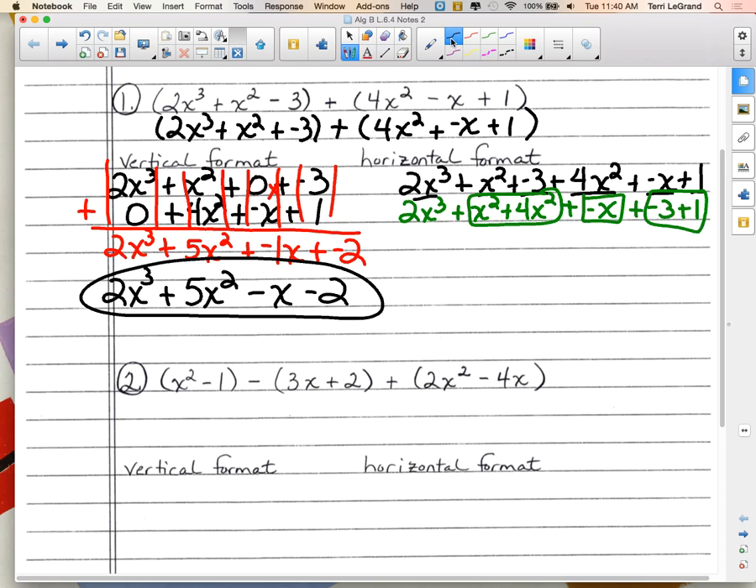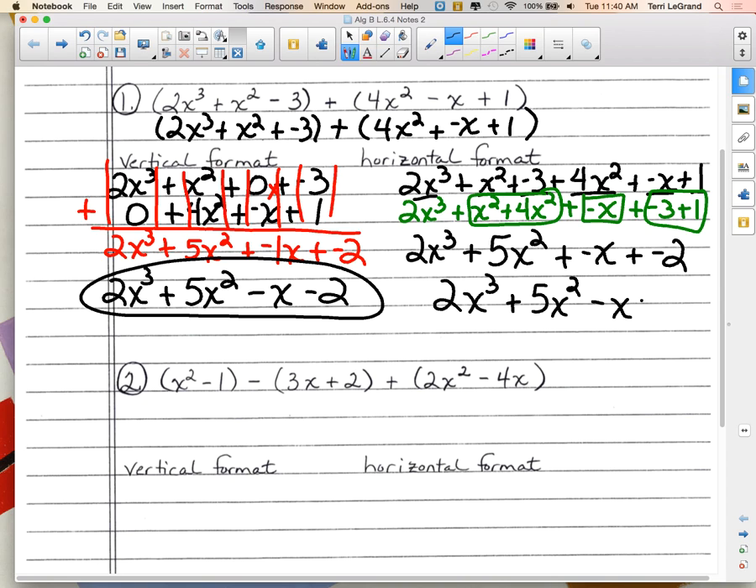Okay. So the 2x cubed doesn't have anything to be combined with. The x squareds, oh, isn't that amazing? They become 5x squared. The negative x doesn't have anything to be combined with. And negative 3 plus 1 is negative 2. Cleaned up. We get the same result.